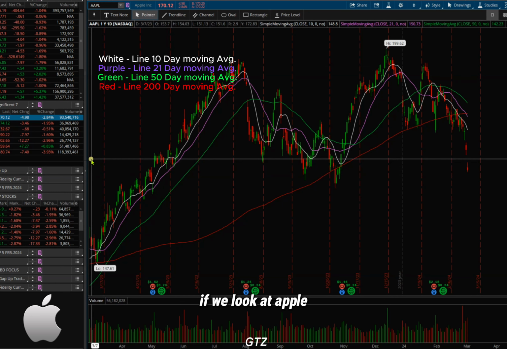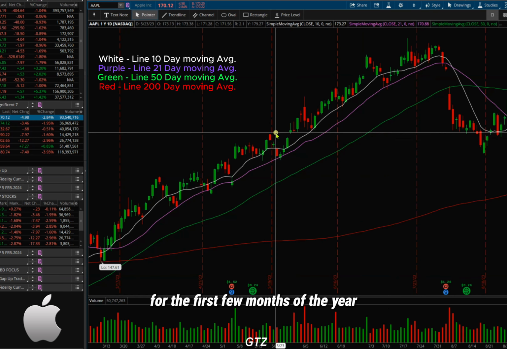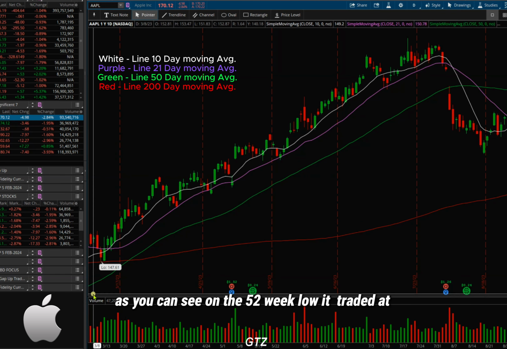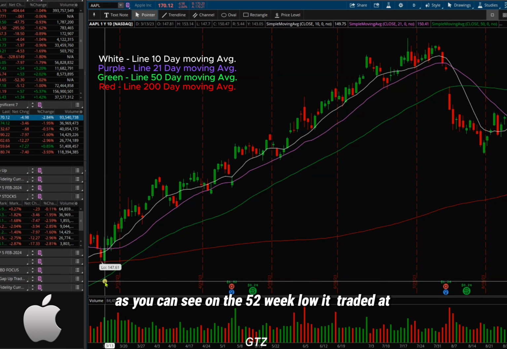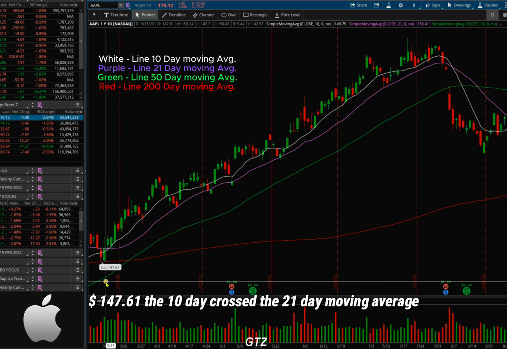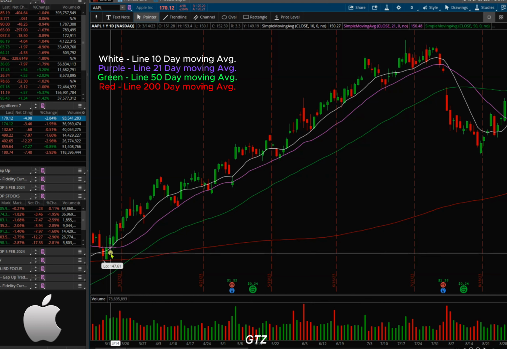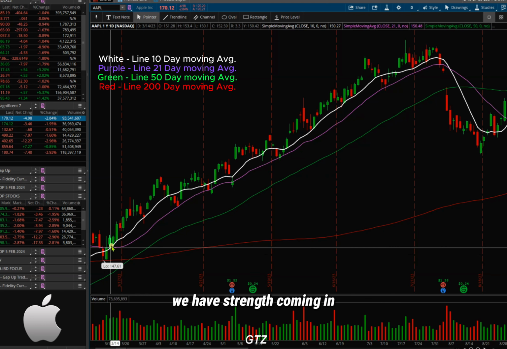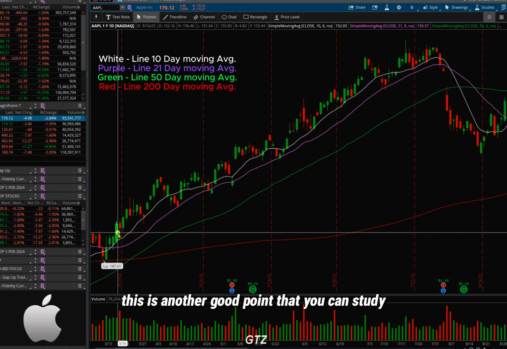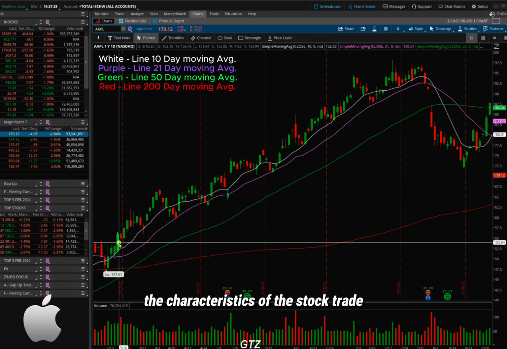If we look at Apple for the first few months of the year, as you can see, on the 52-week low, it traded at 147.61. The 10-day crossed the 21-day moving average. We have strength coming in. This is another good point: you can study charts to see how the characteristics of the stock trade. So this stock, for those several months, respected its 10-day and its 21-day moving average.